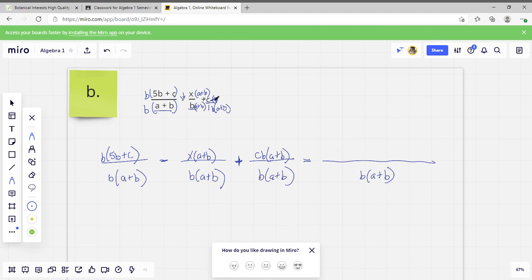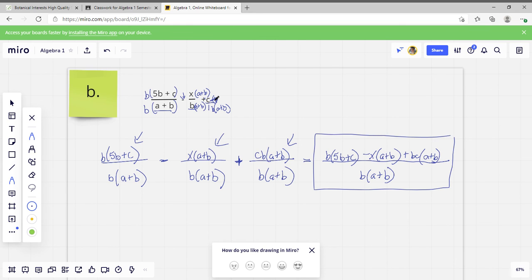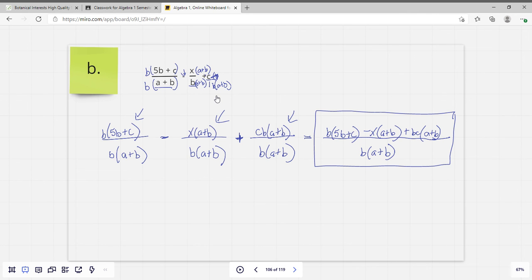Either way is right. So then I got to put in this one, b times 5b plus c. Next one is this one, minus x times a plus b. And then this last one, plus bc or cb times a plus b. And there's your answer right there. So if you distribute, that's fine. If you don't distribute, that's fine. The answer's still the same. It means the exact same thing.